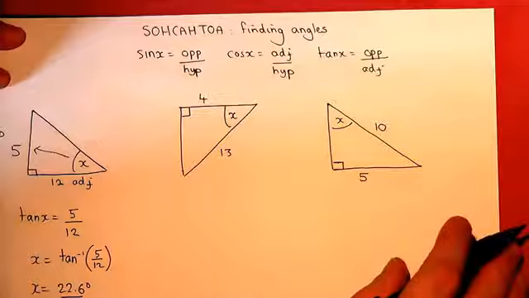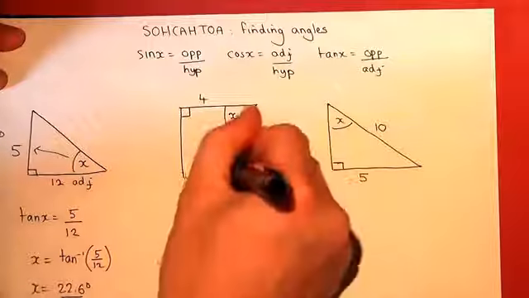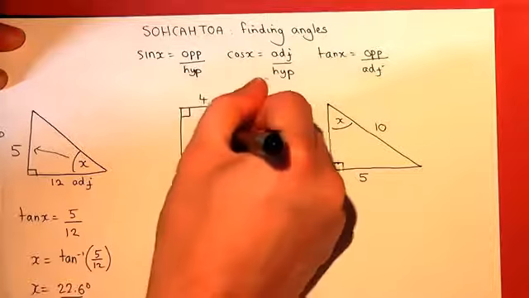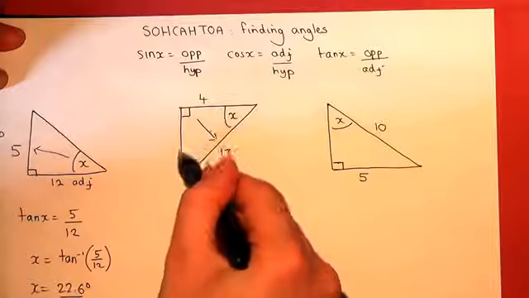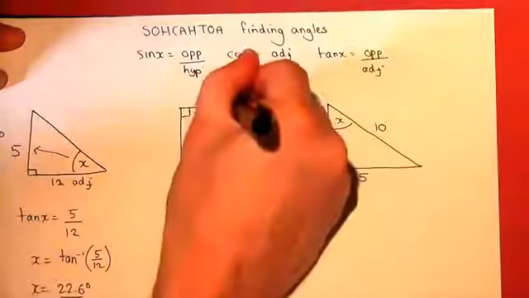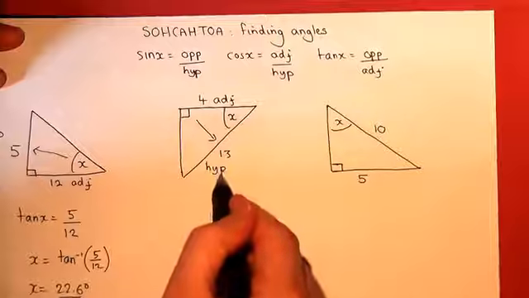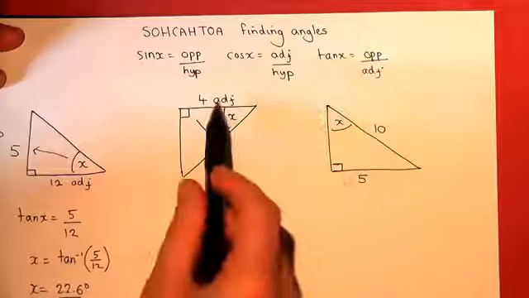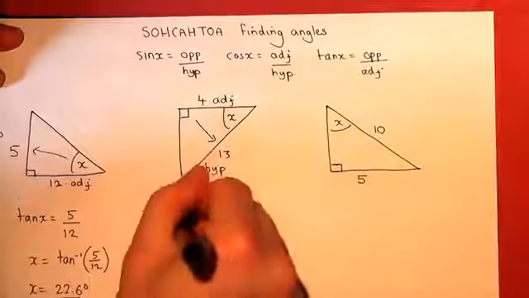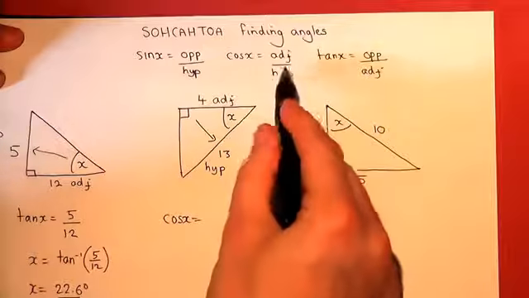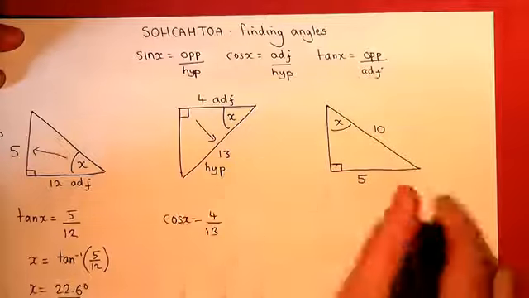The second question, we know two different sides. Here's our angle. One of them is the hypotenuse because it's opposite the right angle. This one here is not opposite the angle, it's therefore the adjacent. So we know the adjacent and the hypotenuse. So we identify which of the equations uses those two sides. It's the cos ratio. So cos of x is equal to adjacent over hypotenuse, so 4/13.